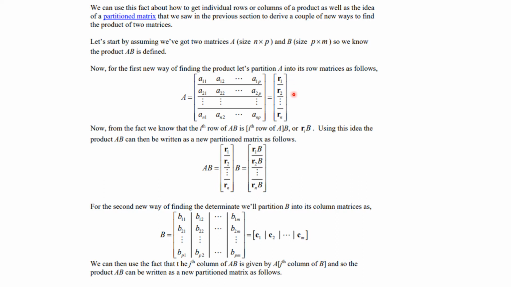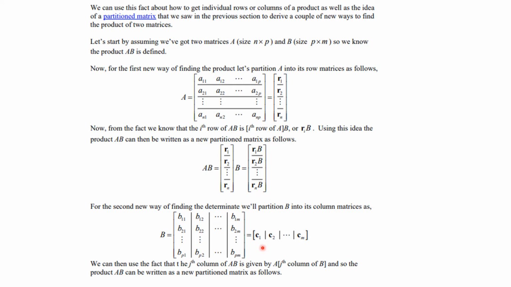and call this row 1, row 2, and so on through row n. And so what we have is A times B is just this partitioned row matrix times B, and that's the same as in this theorem that we just talked about: R1 times B, R2 times B, and Rn times B.